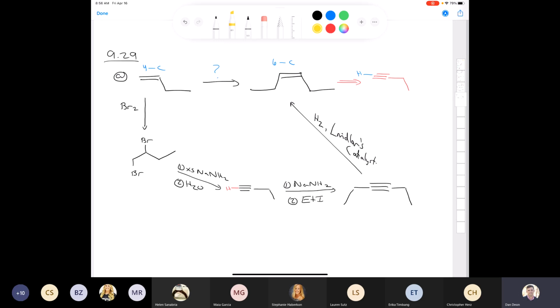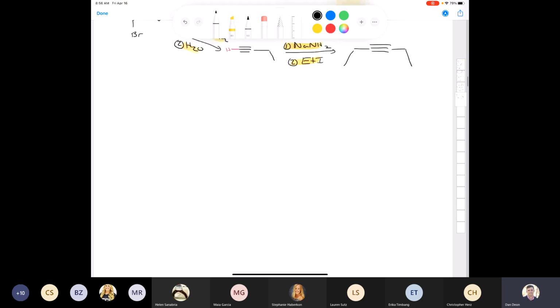So how many steps do we have here? We have bromination, treatment with excess sodium amide, treatment with water, treatment with sodium amide again, alkylation, and reduction. So that's 1, 2, 3, 4, 5, 6 steps. It took us 6 steps to go from this alkene to the second alkene. So you can see that you've got to know your reactions kind of frontwards and backwards, if you will, in order to become proficient in synthesis.